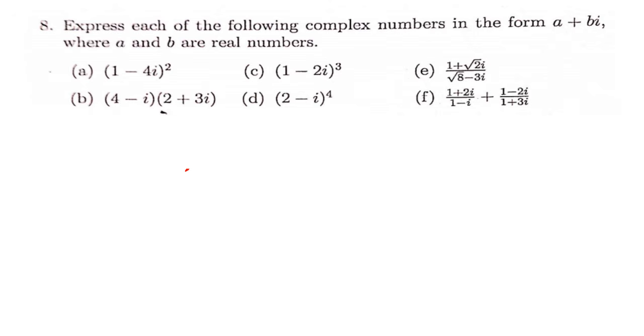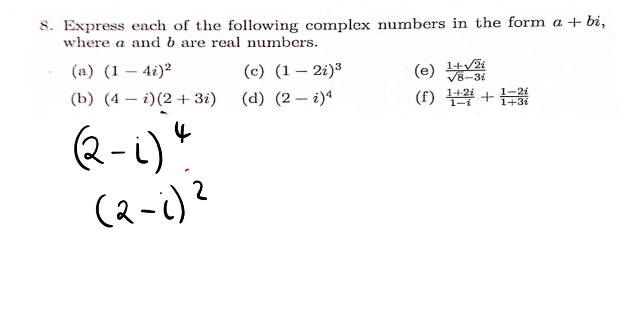Which other one can we solve? Let's solve D: 2 minus i to the power 4. Of course you just start with one of them, 2 minus i. Solve the squared first. If we solve the squared for this one, what is it going to be? If I square 2, I'm going to have 4. 2 multiplied by this 2 is 4, multiplied by the negative i, I'm going to have negative 4i. Then when I square the i, what am I going to have? I'm going to have i squared.